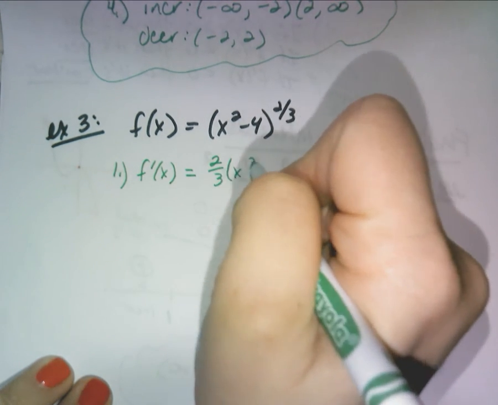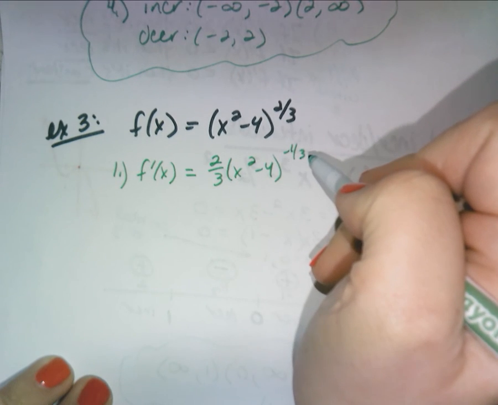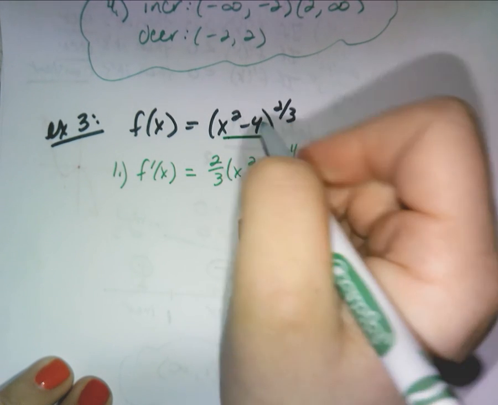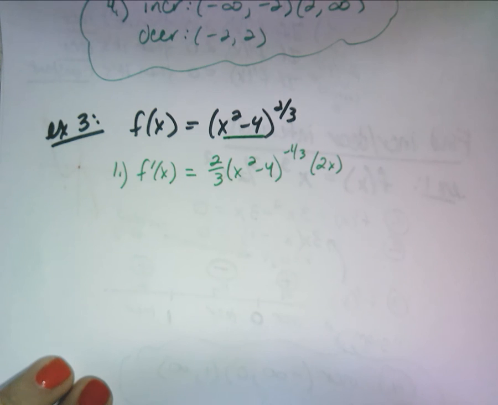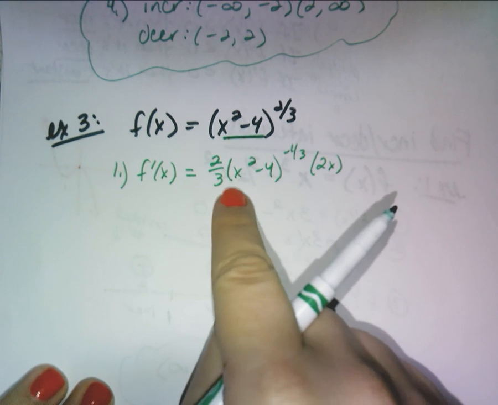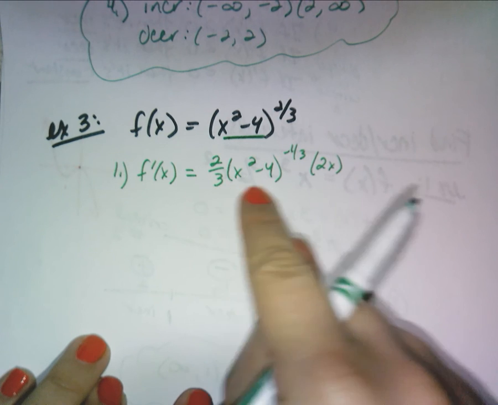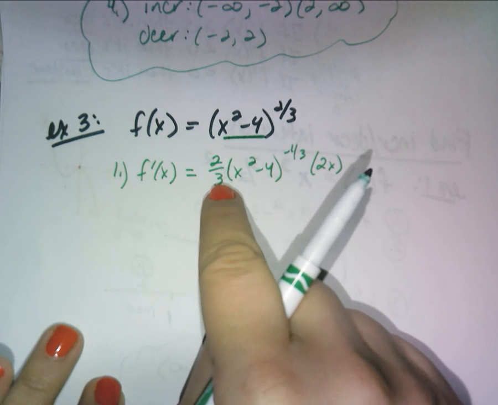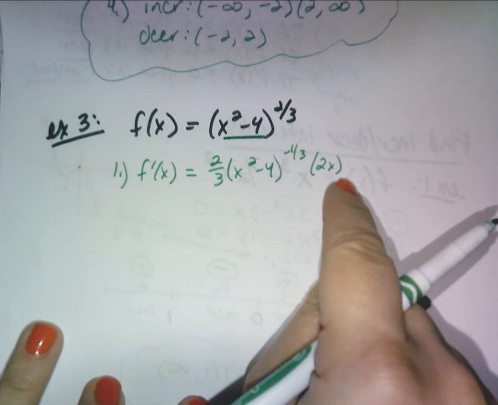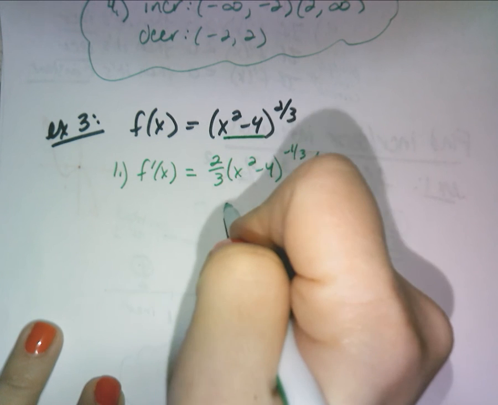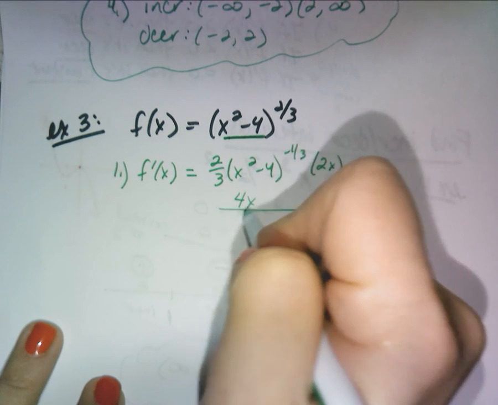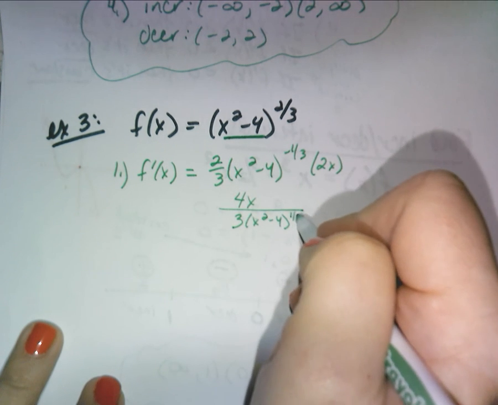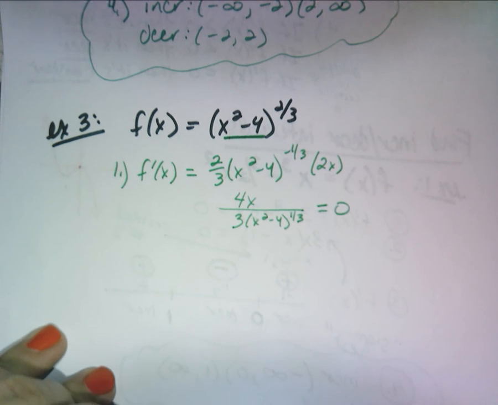2/3 x squared minus 4 to the negative 1/3. Remember, you have to take the derivative of what's inside. That was the u. Okay, you got to attach it. So, and then this is why I made you rewrite this, because you have to find the critical numbers. So let's talk about this real quick. What's 2/3 times 2x? What is that? 4x over 3. Okay, so I have this fraction. I have 4x. I have 3 on the bottom. Where does this go? On the bottom. And becomes positive.